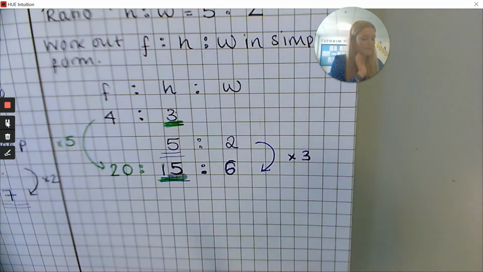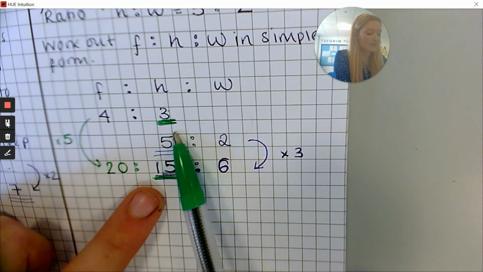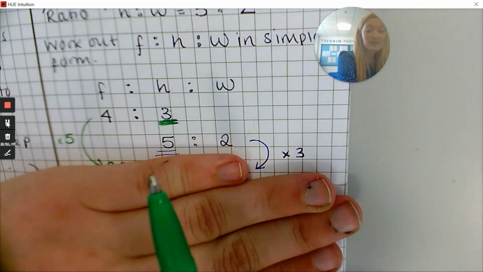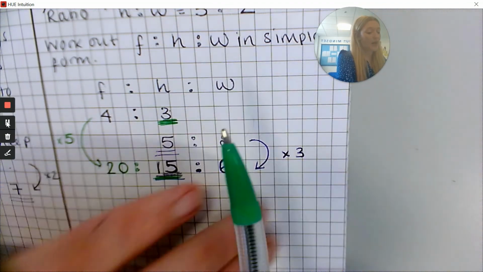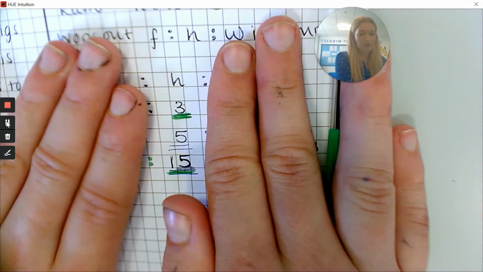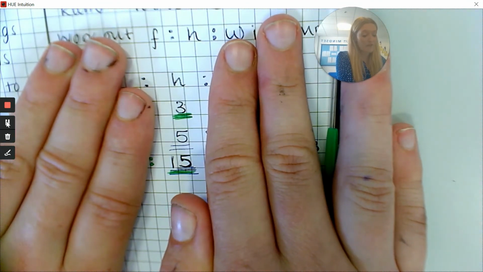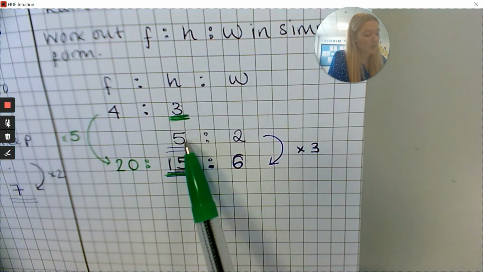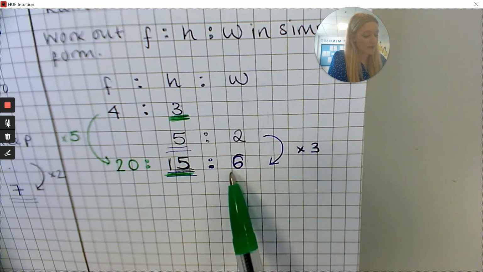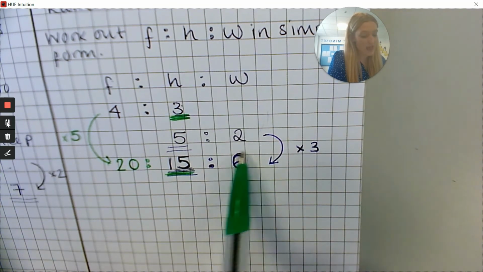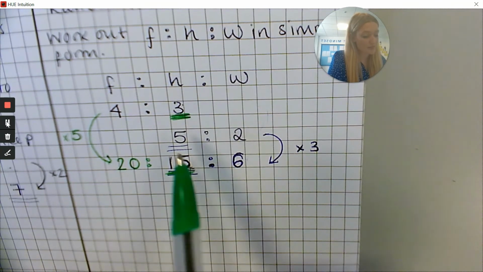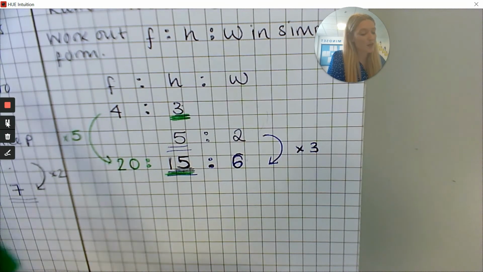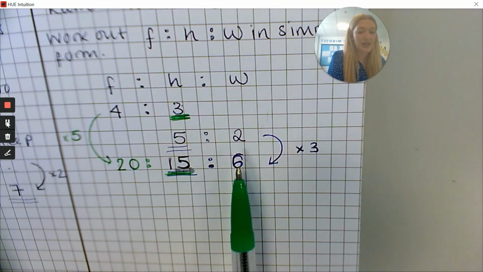So my first step, I can see that 3 doesn't go into 5 easily. I can't times easily between these two rows. So I had to make a new row. And I found a number that both 3 and 5 are factors of, which was 15. And then I worked out how I got from 5 to 15, timesing by 3. That gave me my 6. How I got from 3 to 15, timesing by 5. That gave me 20. And I got my final answer of 20, 15, and 6.